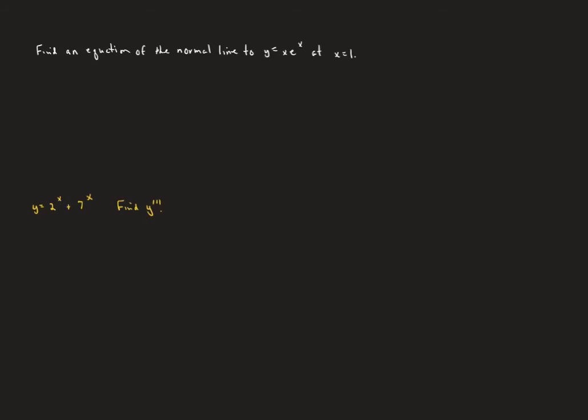Looks like we're going to find an equation of a normal line to y equals x e to the x at x equals 1. So a normal line is perpendicular to the tangent line. So to find an equation of a line, we need a point and we need the slope. So we have an x-coordinate of 1. If we plug it into our function, 1 times e to the first is going to be just e. So our point is going to be 1 comma e.